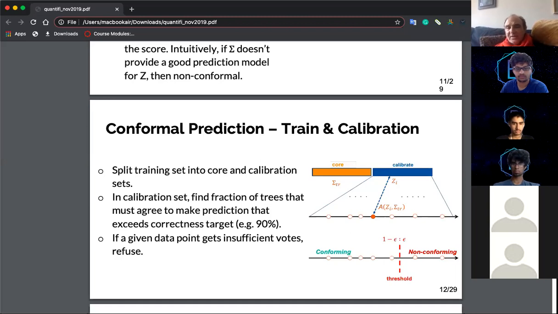And so the calibration set is just used to say, okay, the random forest, or whichever machine learning method I'm using, gives me a score. I'm going to use that score to decide whether to accept or not accept.